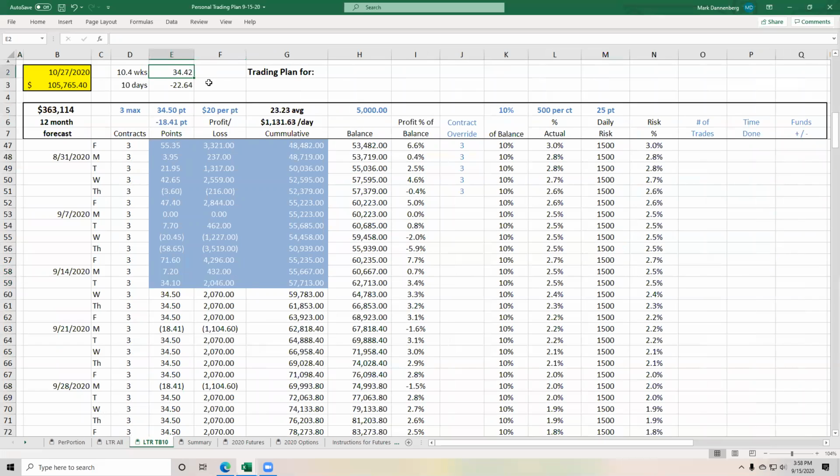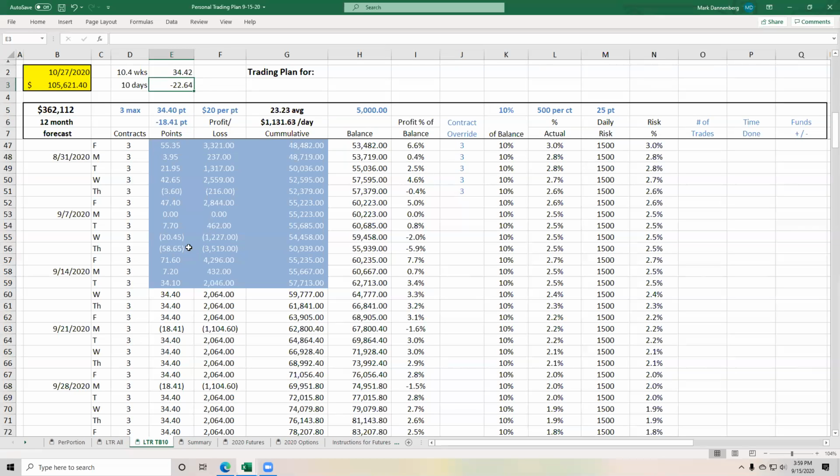Okay, now same thing holds true up here. Our loss run rate is we've lost 10 days in just over 10 weeks. So we are right on plan in terms of our allocation of losing days. Our winning day average is 34.42 points per day. So I'm going to plug that in, just slightly lower than what I've been forecasting. Oops, that's an incorrect number, 34.4. And our losing days, losing points per day are 22.64.